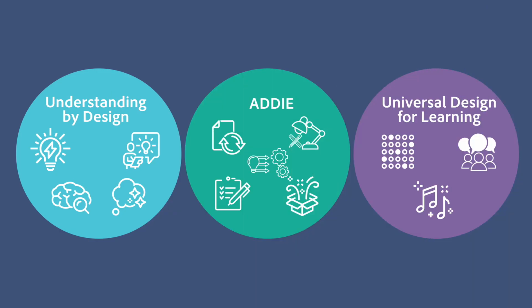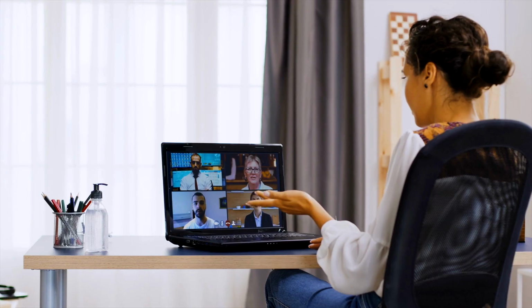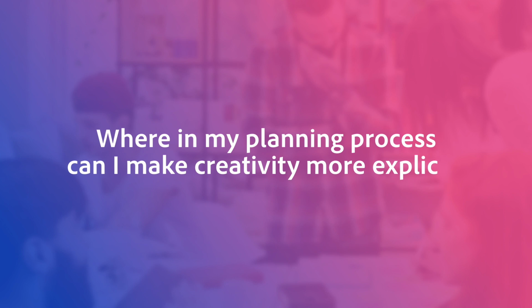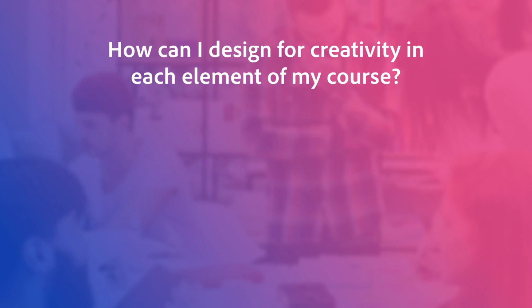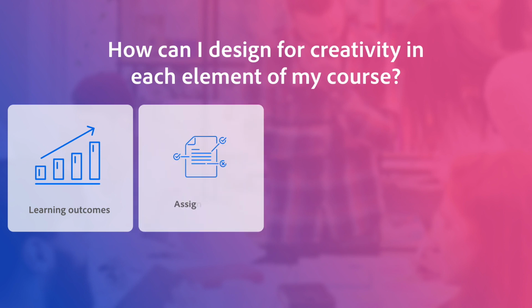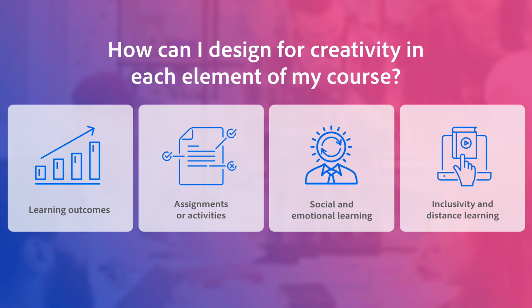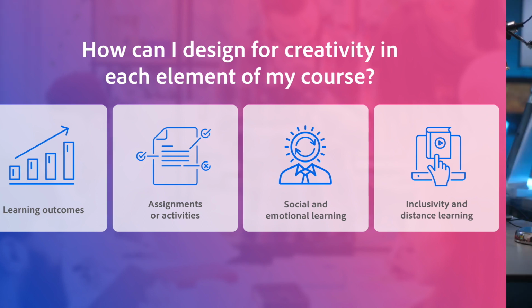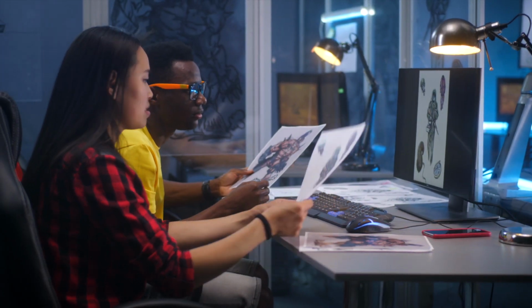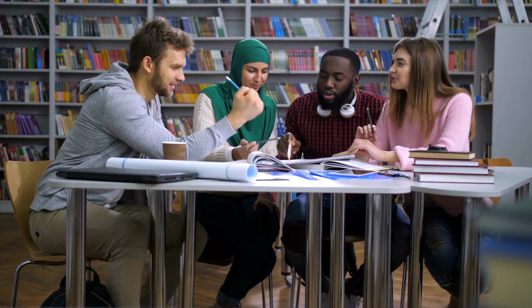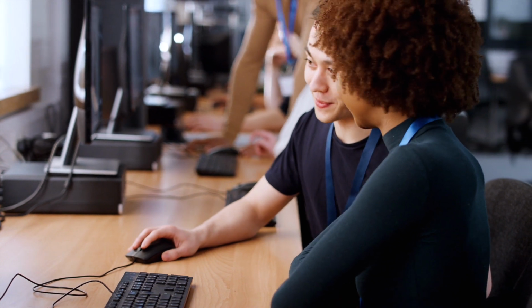We encourage you to spend some more time with these three models, or to use your current model for instructional design, and ask yourself, where in my planning process can I make creativity more explicit? How can I design for it in each element of my course, from the learning outcomes to the assignments or activities, and in areas like social and emotional learning, inclusivity, and distance learning? Putting creativity at the forefront of every stage of the planning process means that creativity will become an integral part of student learning, and also part of your process.